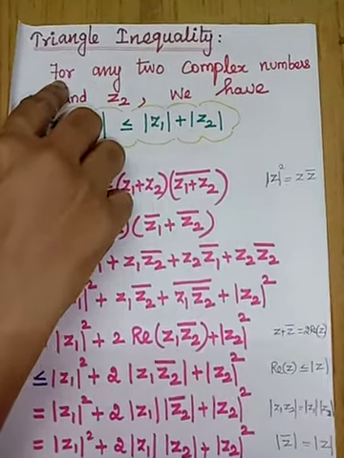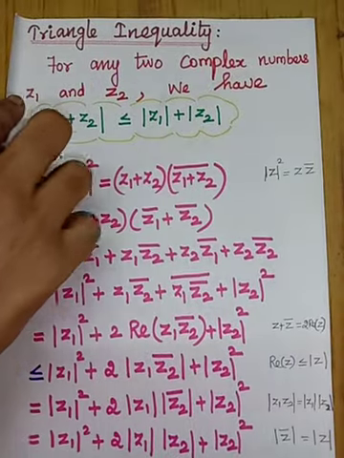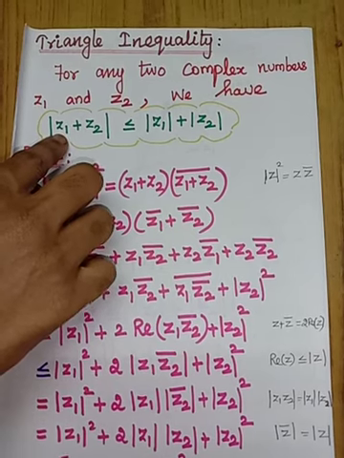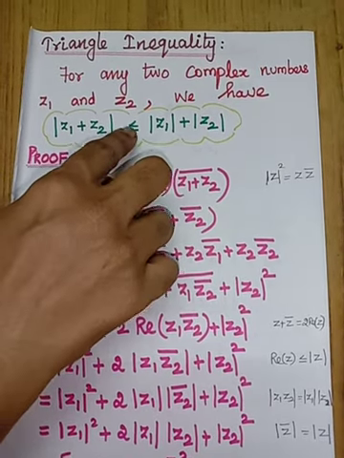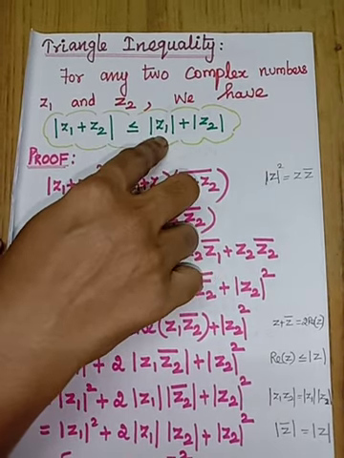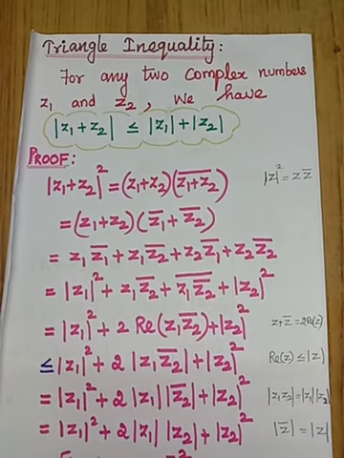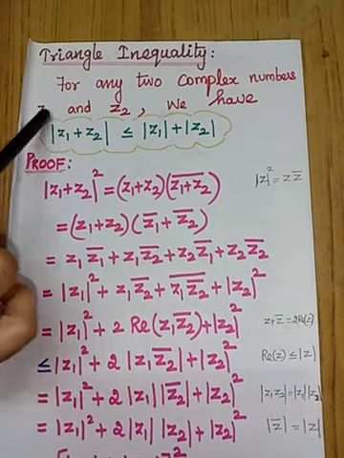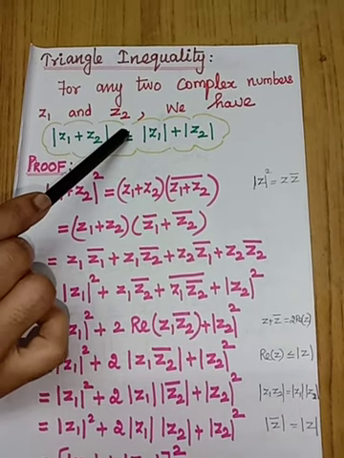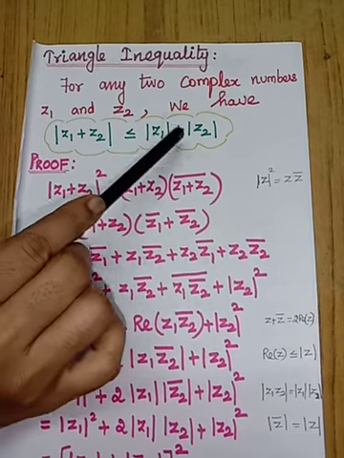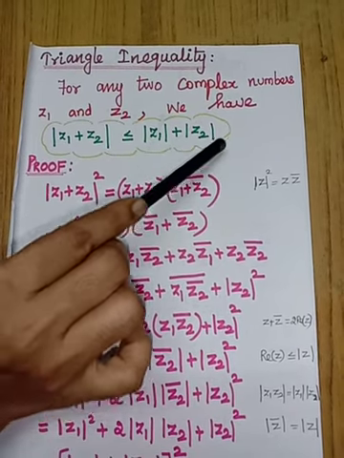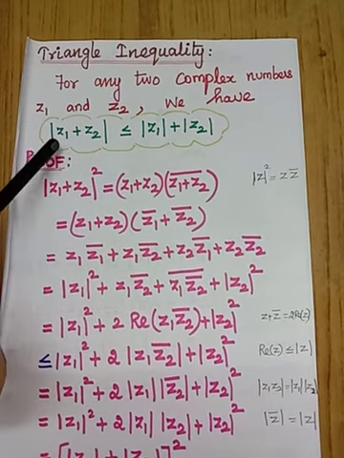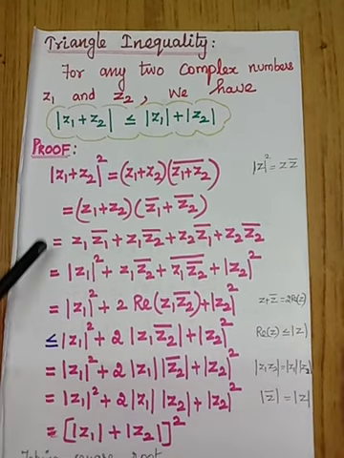You see that for any two complex numbers z1 and z2, we have modulus of z1 plus z2 is less than or equal to modulus of z1 plus modulus of z2. This is called the triangle inequality of complex numbers. We'll see the proof of it.